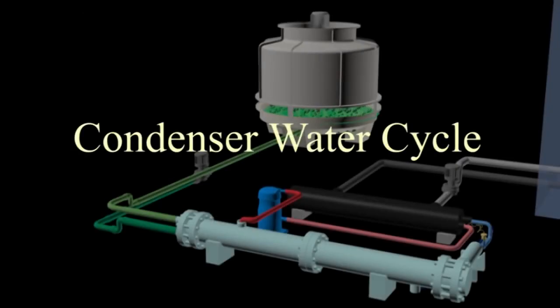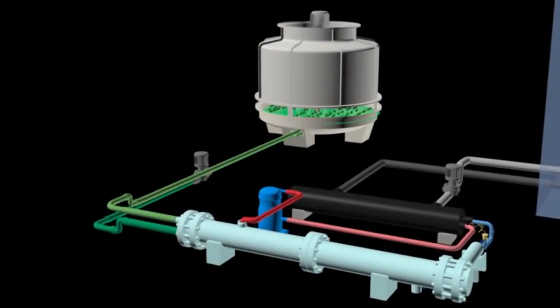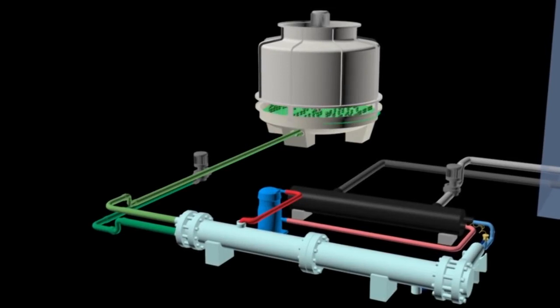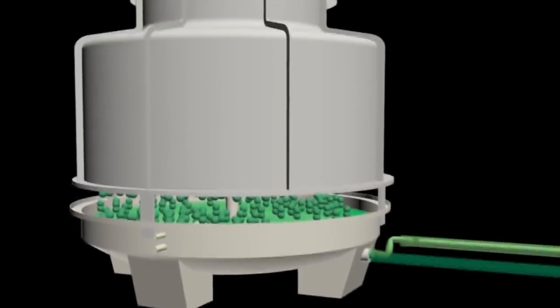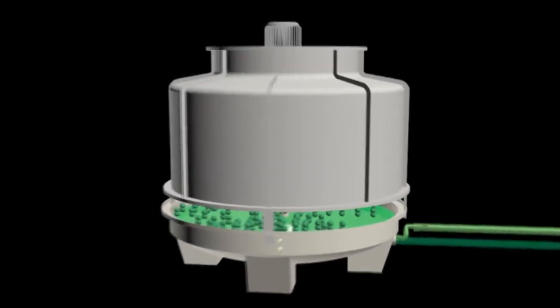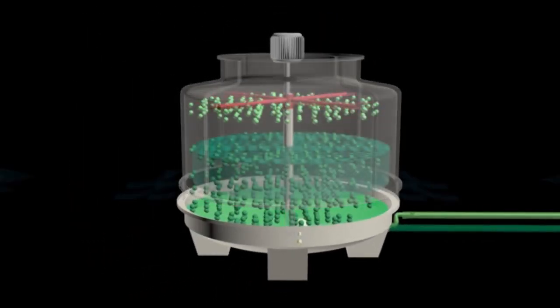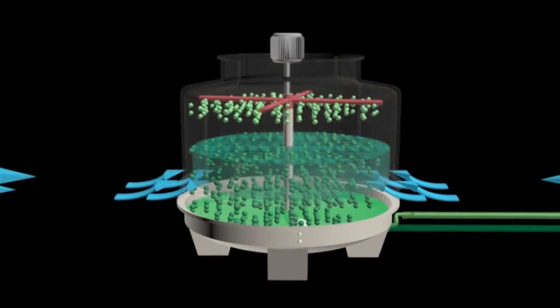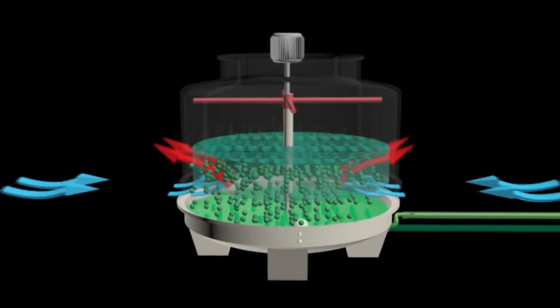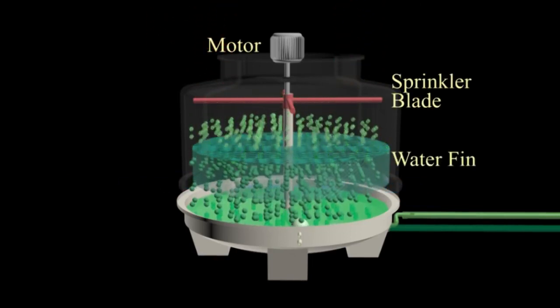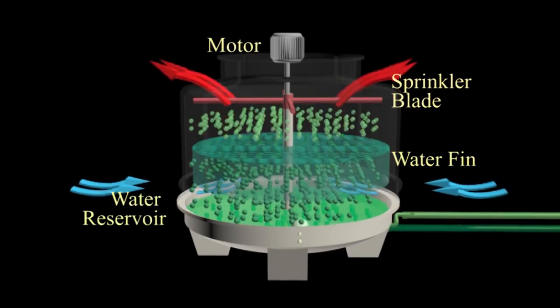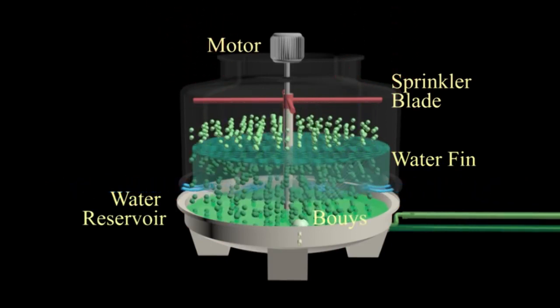Condenser water cycle. The condenser water cycle consists of two basic components which are cooling tower and water pump. Cooling tower. The cooling tower serves to cool down the temperature of condenser water that will be used to absorb heat in the refrigerant at the condenser. It consists of several components which are motor, sprinkler blade, water fin, water reservoir, buoys, and make-up water tank.